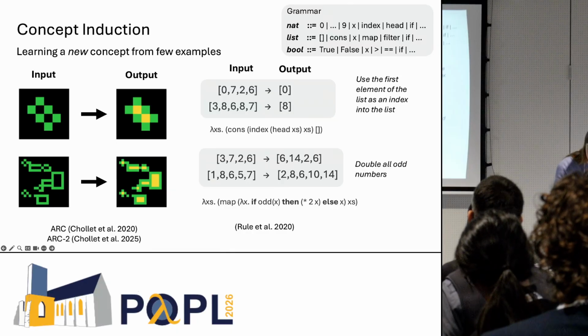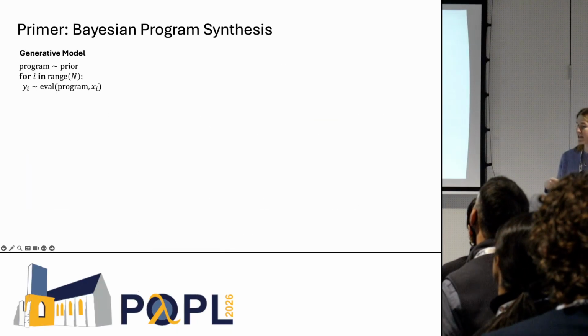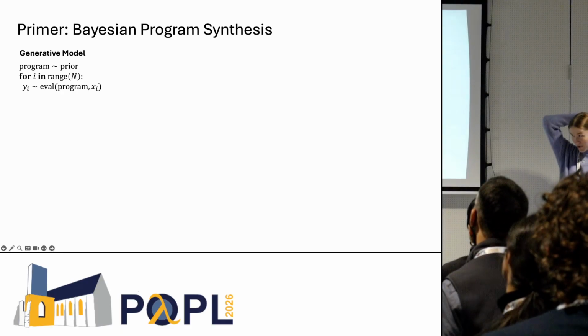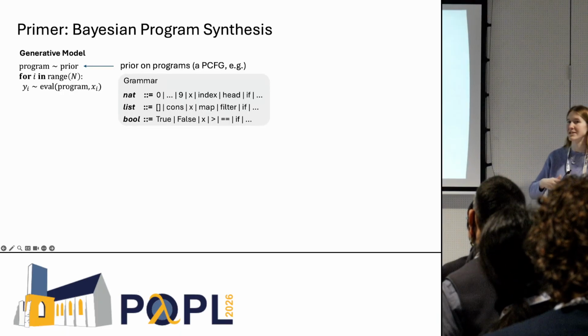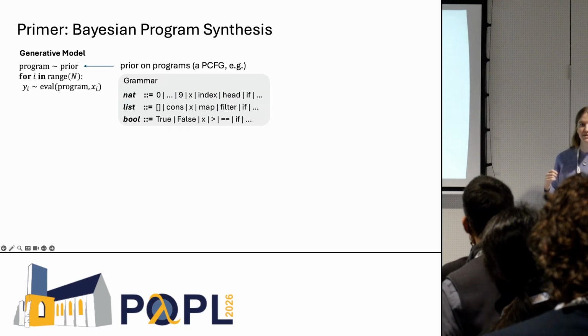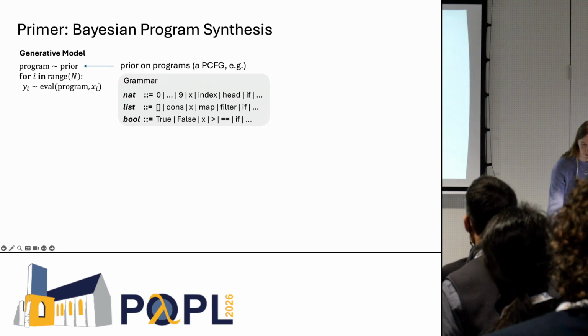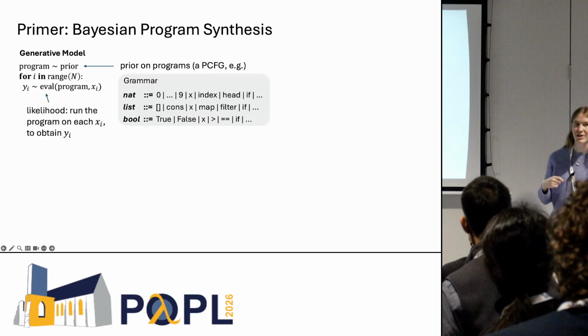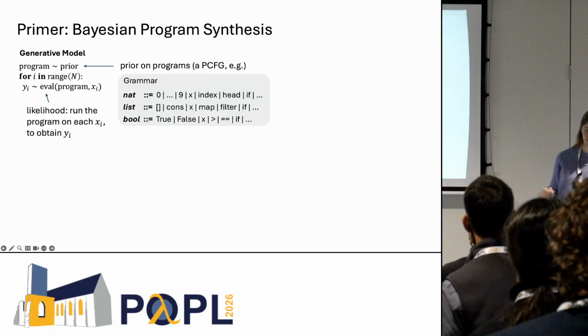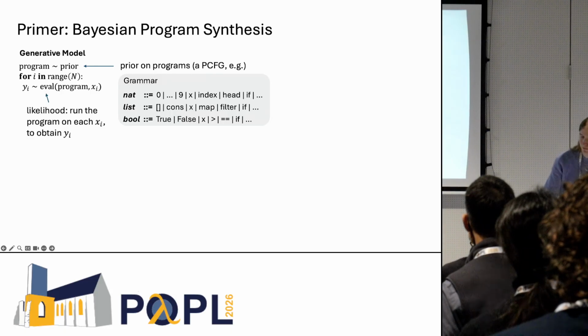And we can formalize this as Bayesian program synthesis. So Bayesian program synthesis formalizes concept induction as a posterior inference problem with a generative model that looks like this. So we have our programs drawn by some broad prior on programs, like a PCFG. And after generating a program, we then execute it on our input-output examples, or rather on our input examples, and that's how we produce the corresponding outputs.